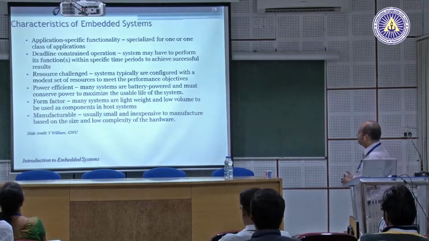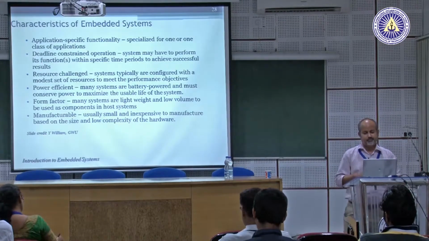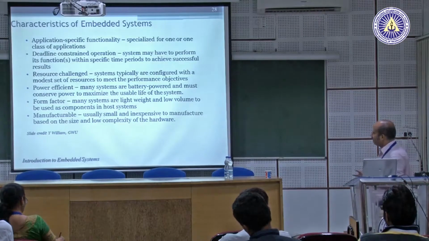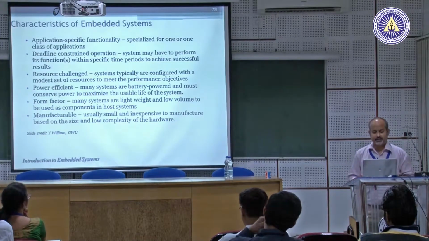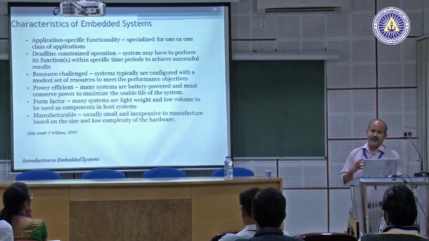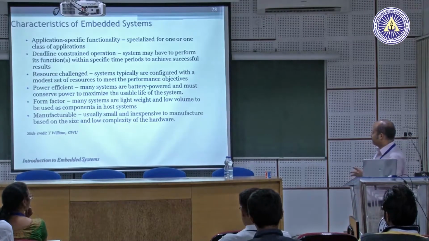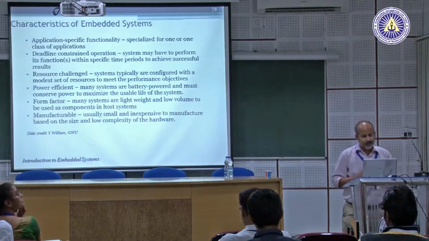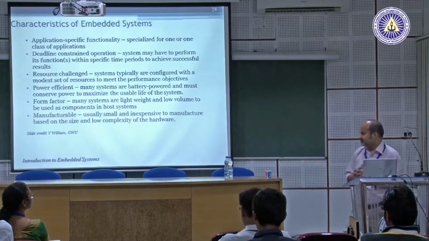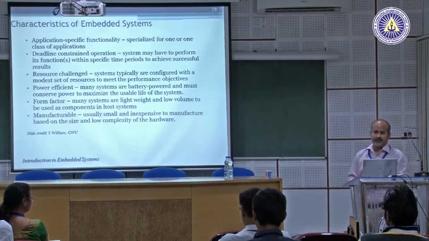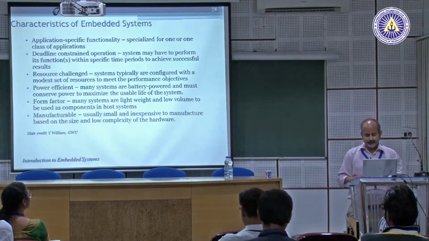So as I said, oftentimes it is a single function, or maybe more functions may be included. Deadline constraint means basically real time, as I said. Resource challenged, as I said, oftentimes you want to keep the form factor low, and therefore you cannot put too much memory, right? So your form factor has to be small, and then power efficient. Many times you are working on battery, and then it has to be manufacturable at scale, right? So it cannot be too customized. So the yield of these things has to be large.